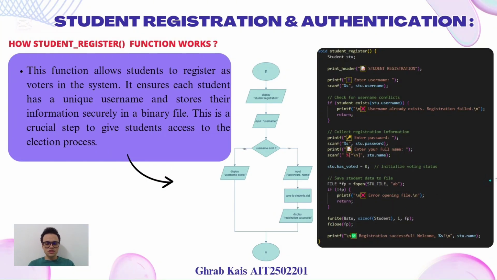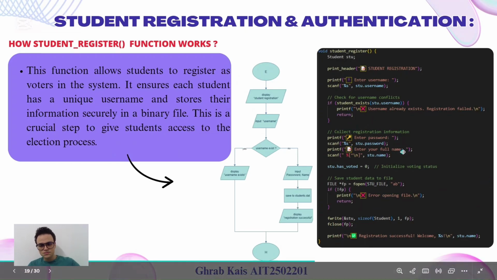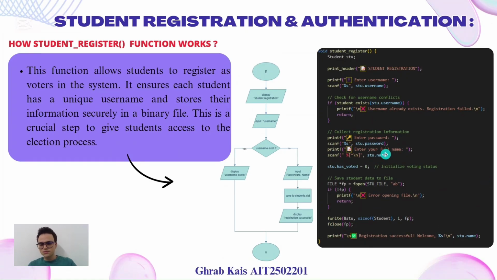So, in this function, I highlight student registration, which is the student registration function. When a student enters a username, the system first checks if it already exists using the student exist function, which I will explain later.